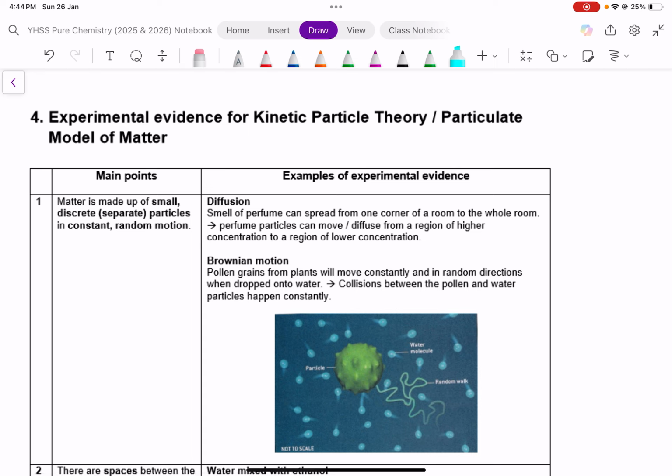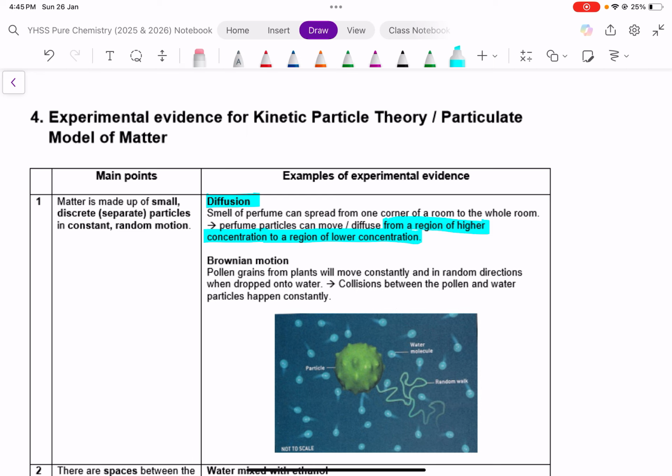Another very important piece of evidence is the phenomenon of diffusion. So we have learned this as well in lower sec, where we notice that if we spray perfume at one corner of the classroom, very soon the opposite corner of the classroom can smell the perfume. This is because the perfume contains particles, and the particles can diffuse from a region of higher concentration to a region of lower concentration. So diffusion is the net movement of molecules in a substance from a region of higher concentration to a region of lower concentration, and this is what we call down a concentration gradient.